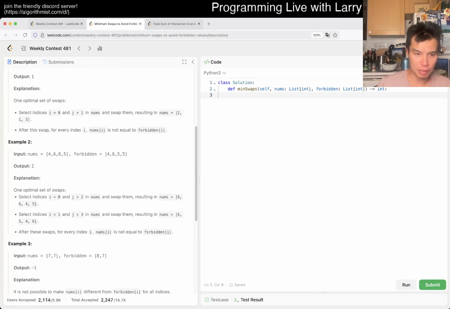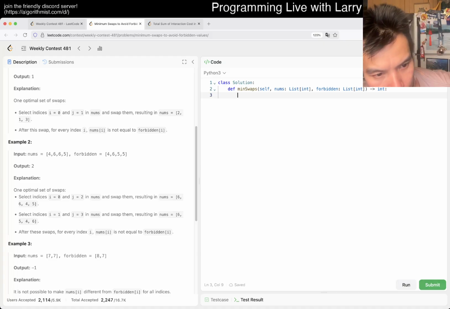I'm trying to get some inspiration from the ideas. I mean, the thing we would do is probably sort them in some way. I think sorting them in some way probably gives us a structure to be a little bit better, and then it'll just maybe be greedy in some way, but it's still maybe a little bit tricky. Okay, so we sort by forbidden.